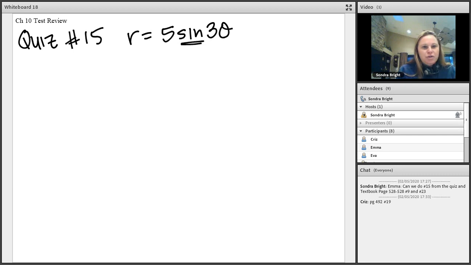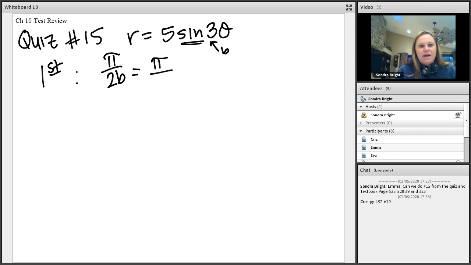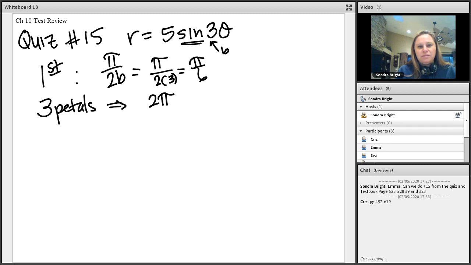And so your first petal or peak will be at pi over 2 times b, where this 3 is your b. So the first peak will be at pi over 2 times 3, which is pi over 6. And then we have 3 petals. And so how far apart are they going to be? If you go all the way around this circle, it's 2 pi. And so they'll be 2 pi over 3 apart.